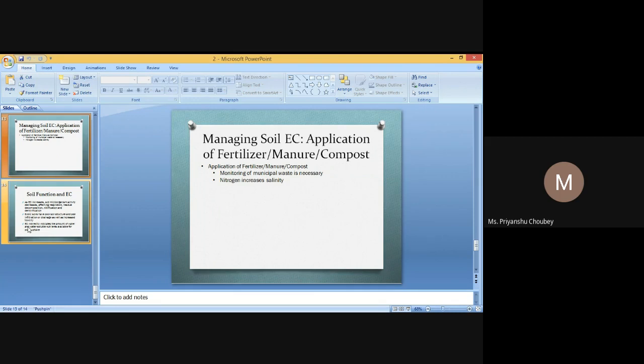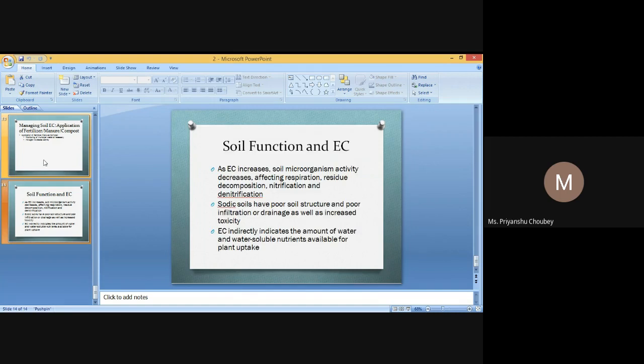Managing soil through application of fertilizers, manure and compost: monitoring of municipal waste is necessary. Nitrogen increases salinity, soil function and EC. As the electrical conductivity increases, the soil microorganism activity decreases, affecting respiration, residue decomposition, nitrification and denitrification. Sodic soils have a poor soil structure, poor infiltration and drainage, as well as increased toxicity. So electrical conductivity indirectly indicates the amount of water and water soluble nutrients available for plant uptake.